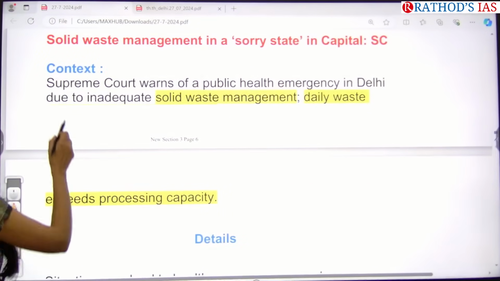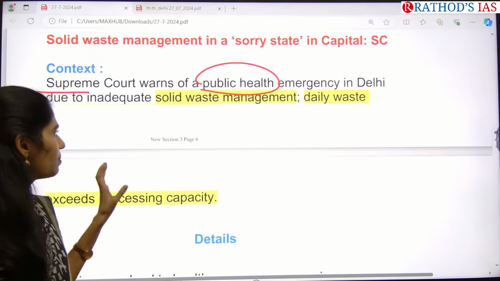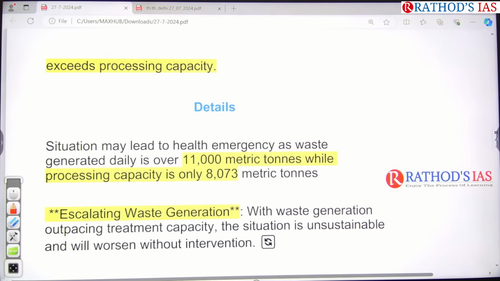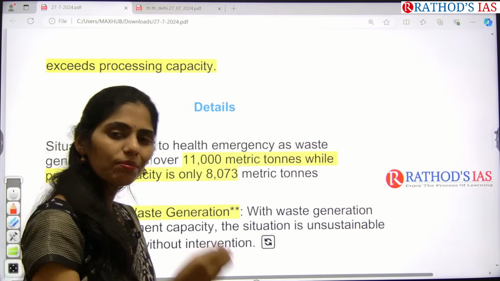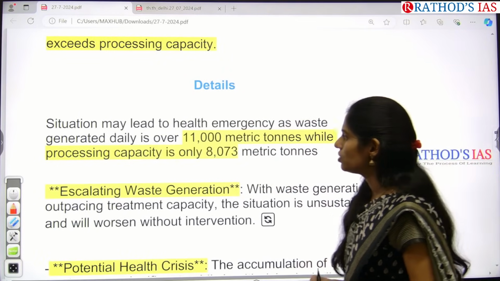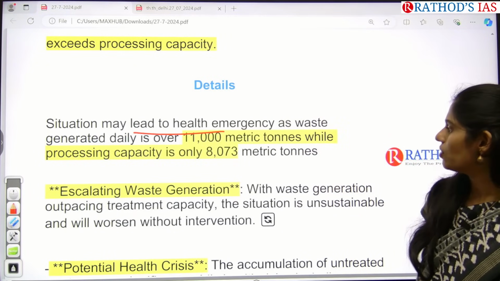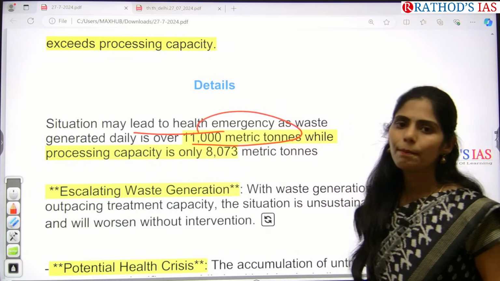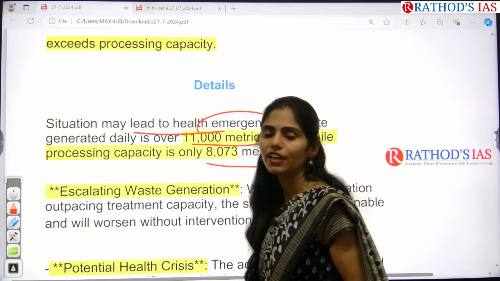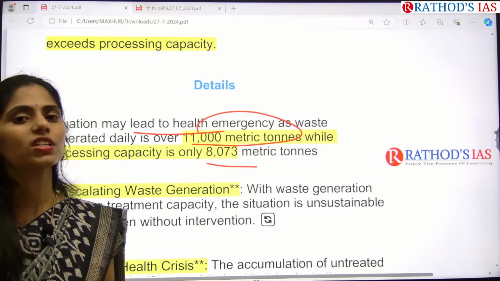Here, the Supreme Court wants a public health emergency in Delhi due to inadequate solid waste management, because the daily waste exceeds processing capacity. Whatever waste processing is going on, the amount of waste generated is many times more. The situation leads to a health emergency because daily waste generated is about 11,000 metric tons, but processing capacity is just 8,000 metric tons. That means 3,000 metric tons of extra waste is generated every day. If you see the data, within a month how much can be piled up?